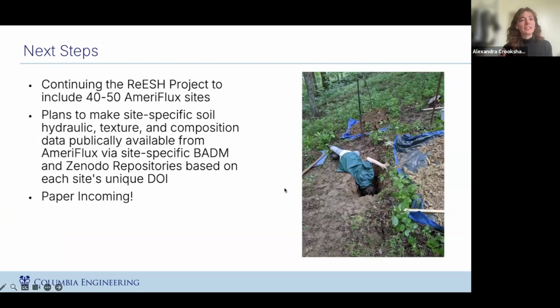And so that leads me to the wrapping up stage of this presentation. As we move forward, we have a couple next steps. Those still back at IU, Trevor and Max, are continuing the Riesch project. We're hoping to finish 40 to 50 Ameriflux sites. And I believe we are getting to the halfway point on that. I could be wrong. And there's even a possibility to expand this analysis even further past this point. This data will also be publicly available on the Ameriflux sites via each site's unique DOI.